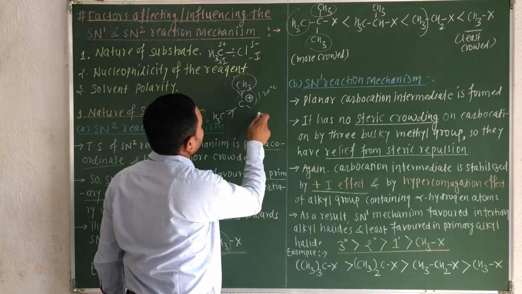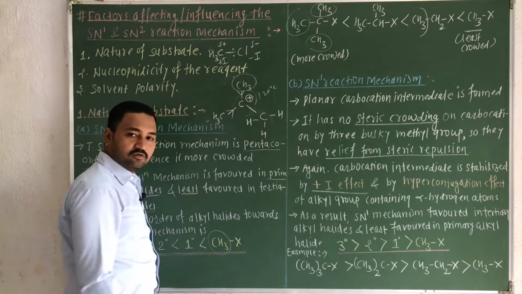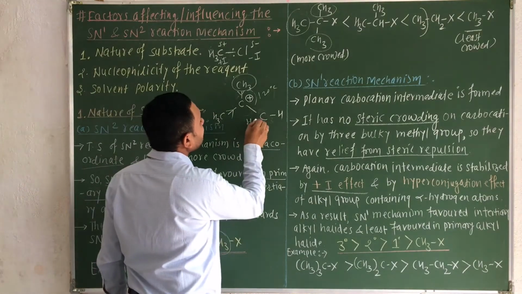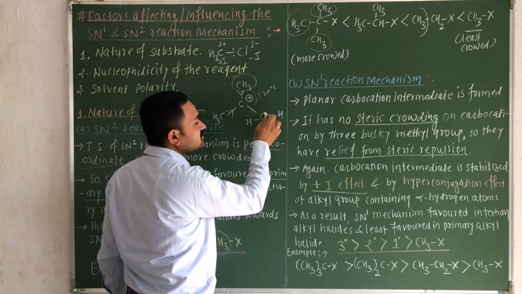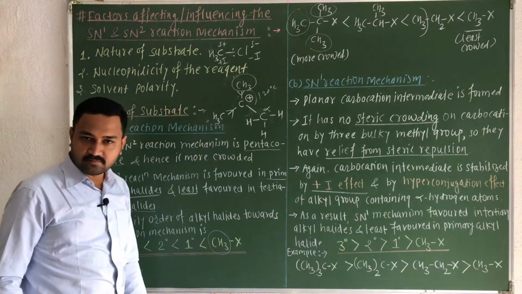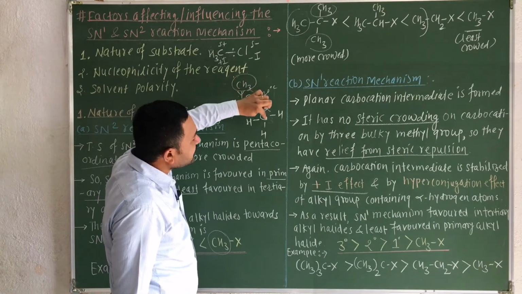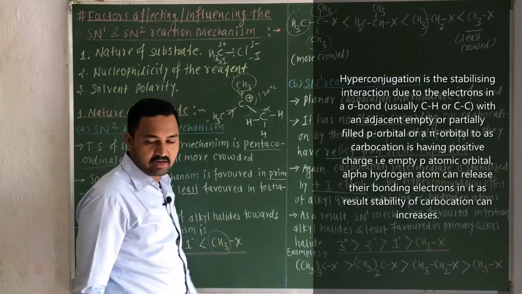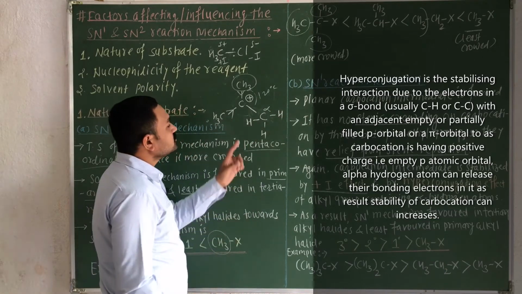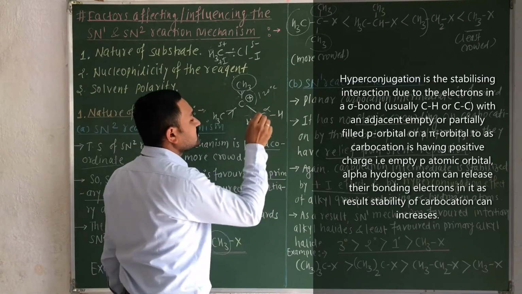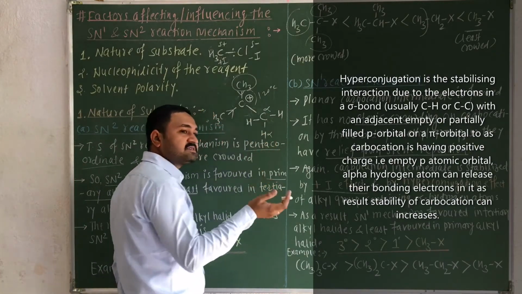Now what is hyperconjugation? Remember, if I consider this as a methyl group, generally the carbocation carbon atom to which the next carbon atom is attached, that carbon atom is known as an alpha carbon atom. And if hydrogen atoms are attached to this alpha carbon atom, they are known as alpha hydrogen atoms. Now these alpha hydrogen atoms are acidic in nature.